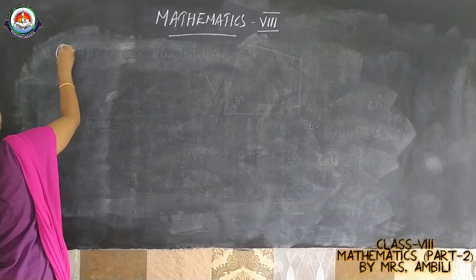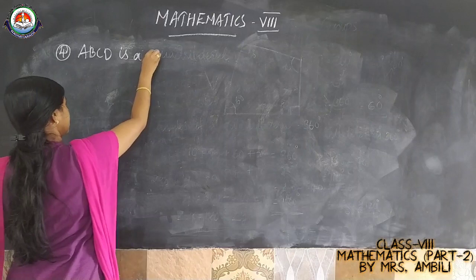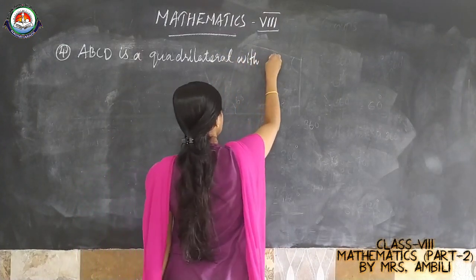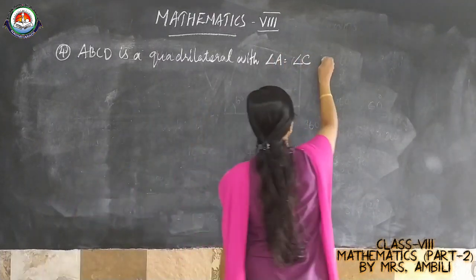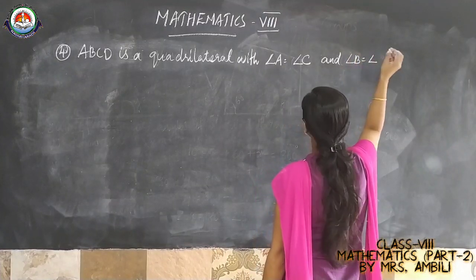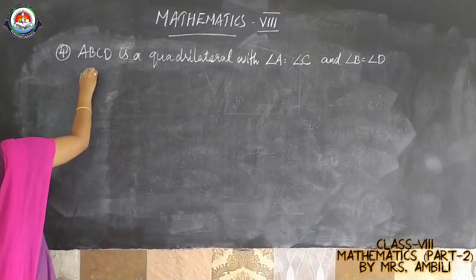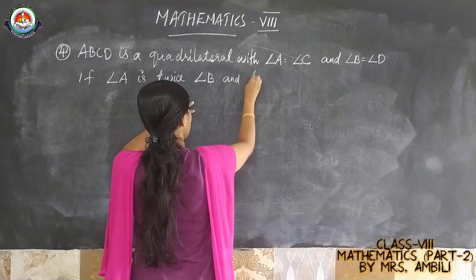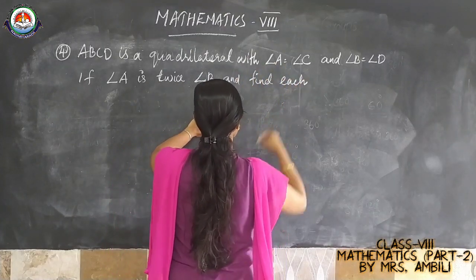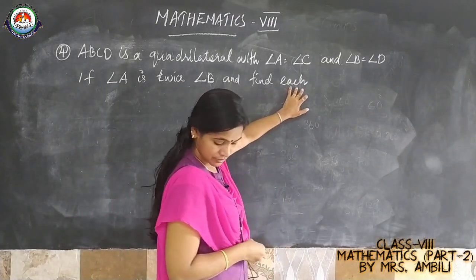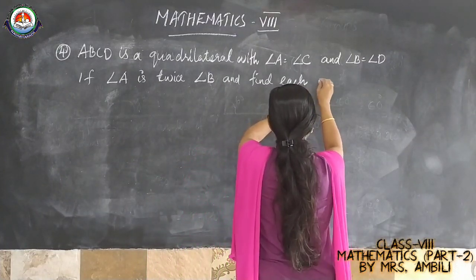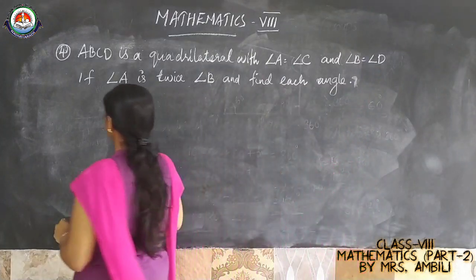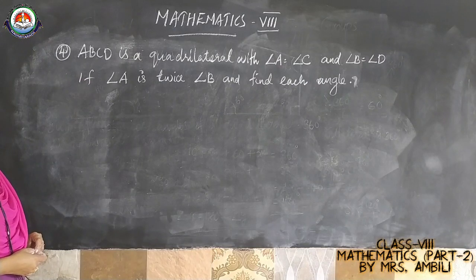So, write our fourth question. ABCD is a quadrilateral with angle A equal to angle C and angle B equal to angle D. If angle A is twice angle B, find each angle. Okay, ABCD is a quadrilateral with angle A equal to angle C.